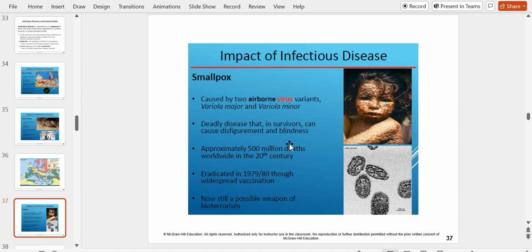Smallpox, caused by 2 airborne virus variants. Okay, a deadly disease that in survivors can cause disfigurement and blindness. 500 million deaths worldwide in the 20th century. Eradicated in around 1980 through vaccination. But vaccination has to be maintained.